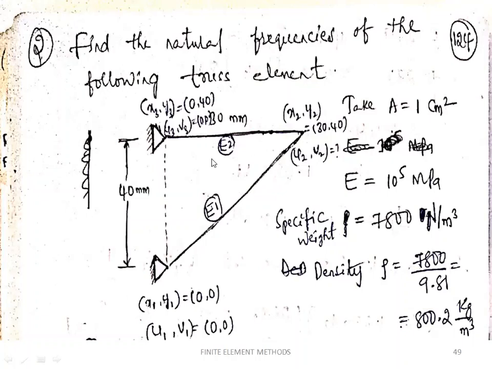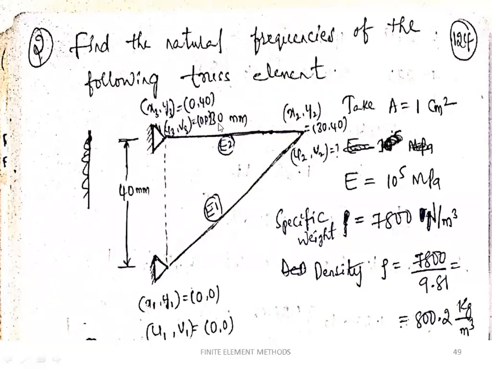This is a very simple problem. With this simple problem, let us try to understand the methodology for the dynamic analysis using the free vibration undamped governing equation related to the truss member. Here two members are there, element 1 and element 2. These two elements are truss elements. The first element has one side fixed and the other side free, and the second element has its last end fixed and this end free. This is the problem given.